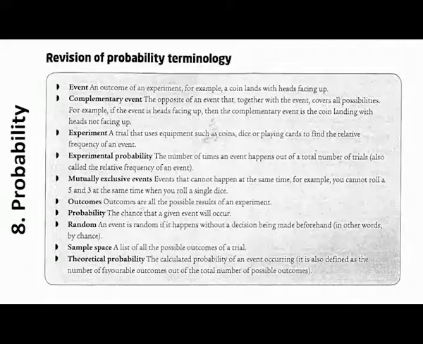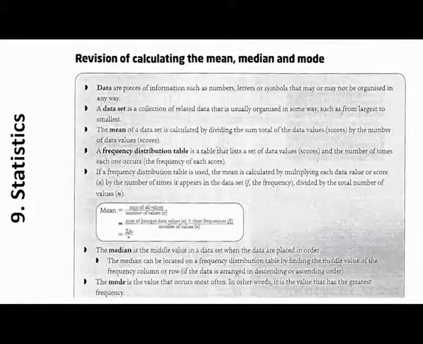Revision of probability terminology. The event of outcome of an experiment, for example, a coin lands with heads facing up. Complementary event and experiment, experimental probability, mutually exclusive events, outcomes, probability, random, sample space, theoretical probability. You can go through the words that you need to know.